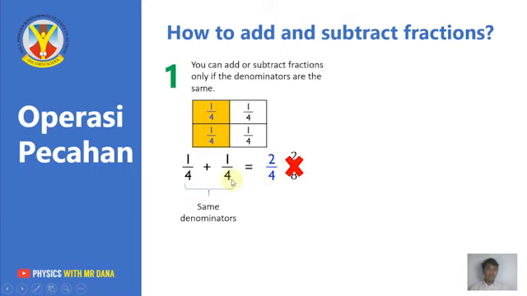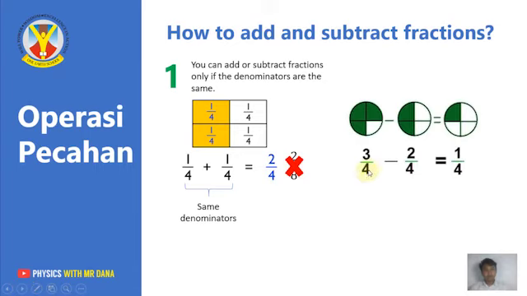To add or subtract fraction, you need to make the fraction have same denominators, 4 like this. And you can only add the numerator. 1 plus 1 equals 2, and just copy the same denominators for here. So the answer is 2 quarters, not 2/8. Remember that.